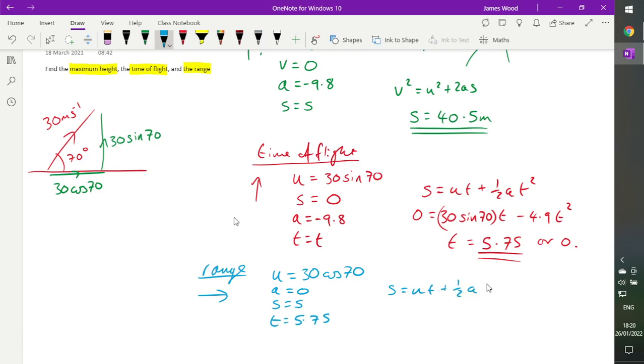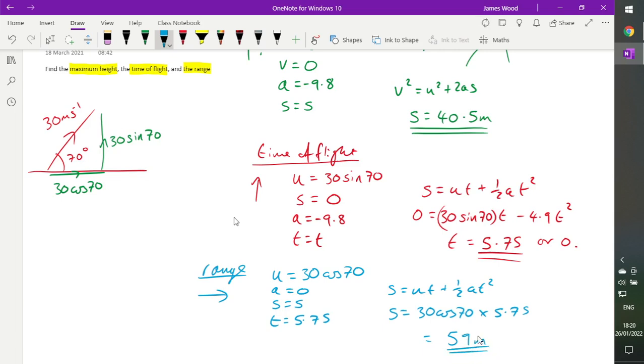So we can use S equals UT plus half AT squared, which because A is 0, basically becomes S equals UT. So you've got 30 cos 70 times 5.75. So about 59 meters.